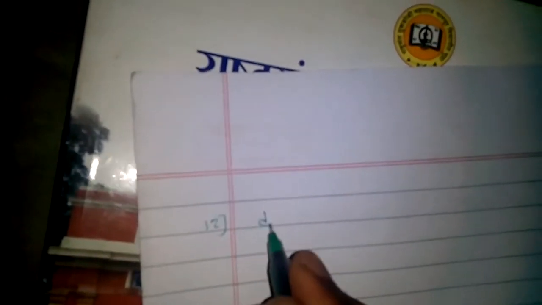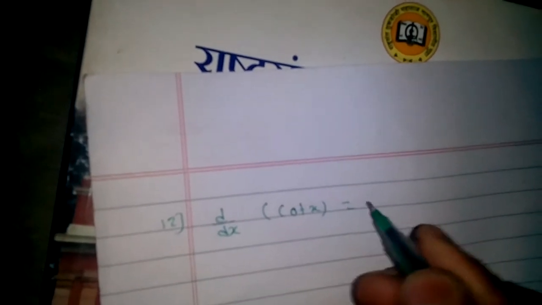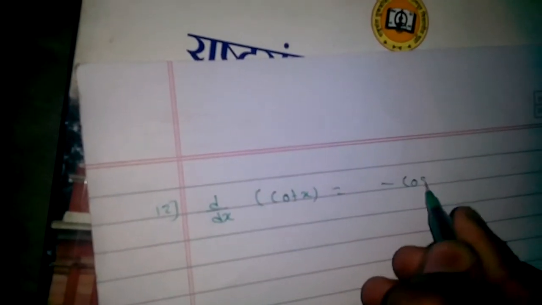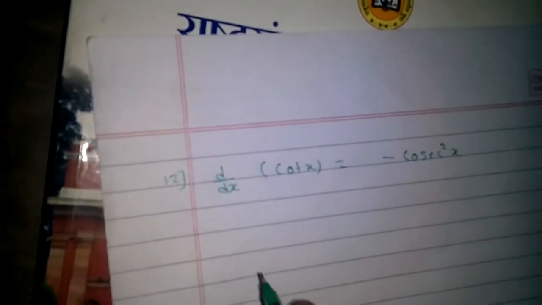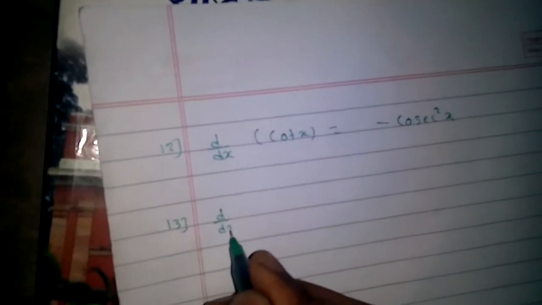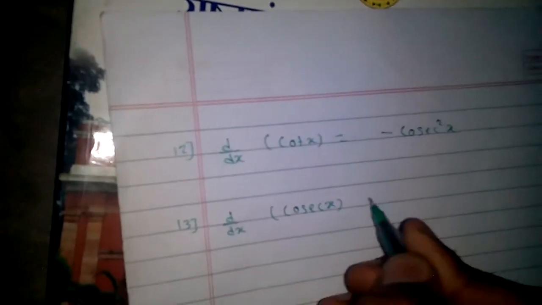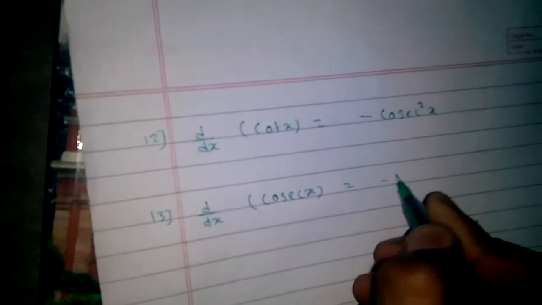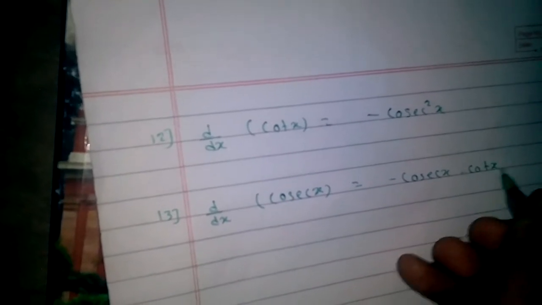Number 12: d/dx of cot x is equal to minus cosec square x. Number 13: the derivative of cosec x is equal to minus cosec x into cot x.